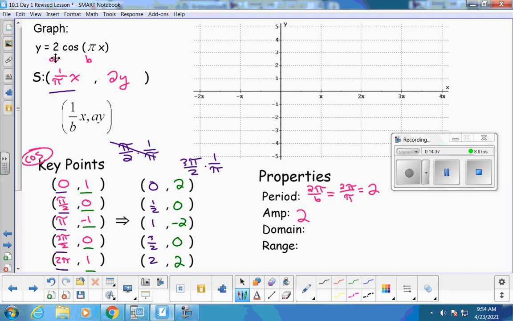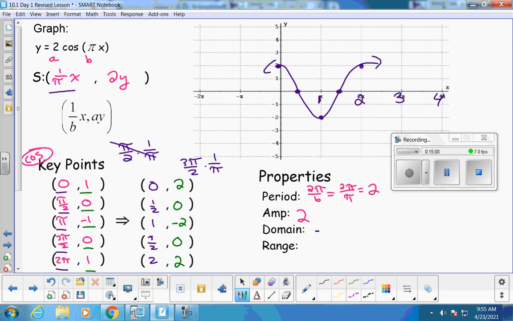So I'm really thinking renumbering this axis would be most beneficial to me. I'll just have this be a 1, this be a 2, this be a 3, and this be a 4. You're allowed to renumber your axes. It's your graph. So 0, 2, 1/2 0, 1, I'm at -2. 3 over 2 is 1.5. I'm back at 0. And at 2, I'm back at 2. So there's my cute little cosine graph.